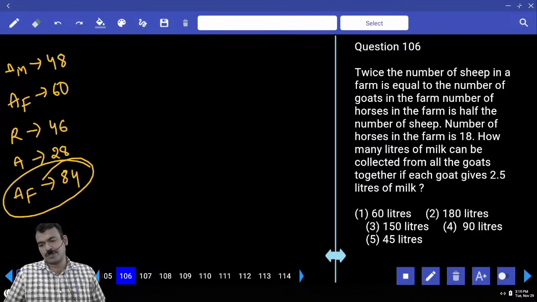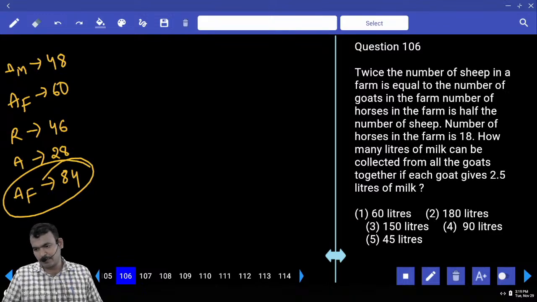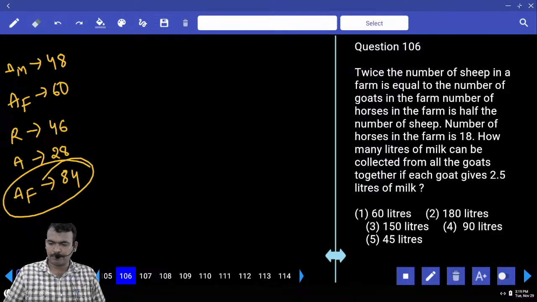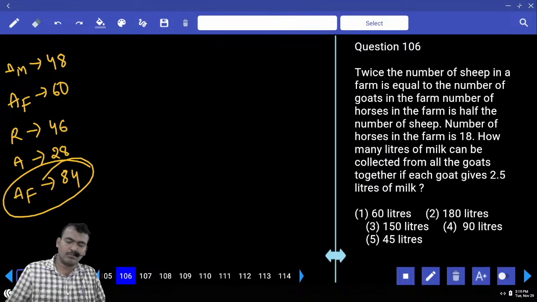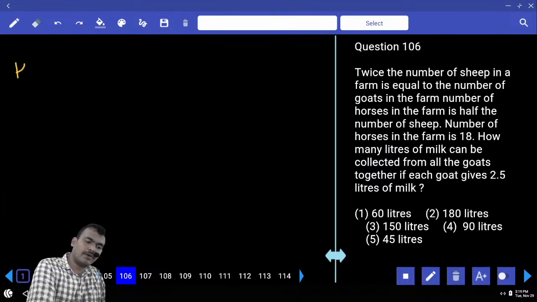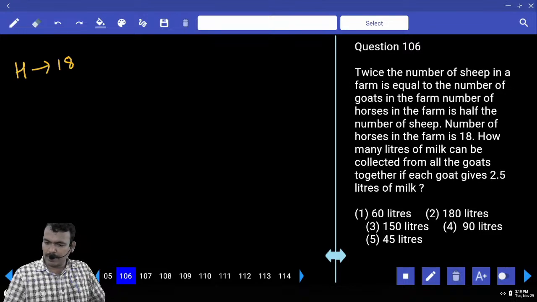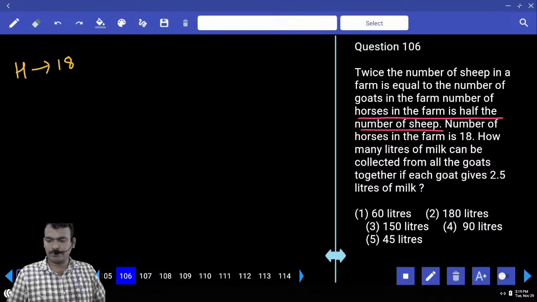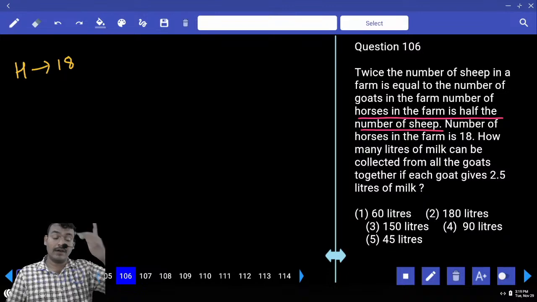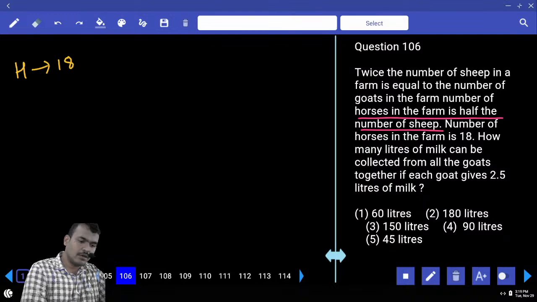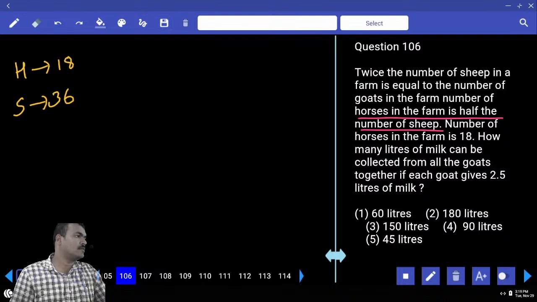Next question number 106. Twice the number of sheep in a farm is equal to the number of goats in the farm. Number of horses in the farm is half of the number of sheep. Number of horses in the farm is how much? 18. Number of horses is half of the number of sheep, means 18 equals half of the sheep value. Then sheep is how much? 36.